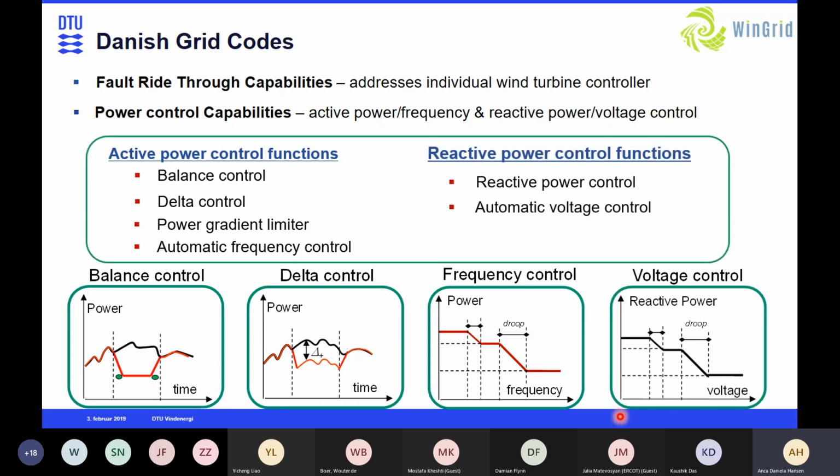And then we have, of course, the reactive power control, so the wind farm is required to produce or absorb reactive power. And the automatic voltage control, where it's ordered to produce or absorb an amount of reactive power in order to compensate for the voltage at the point of common coupling.